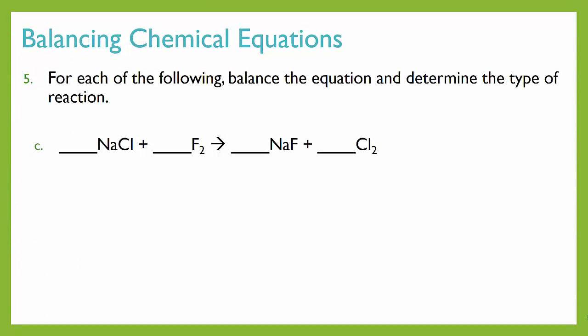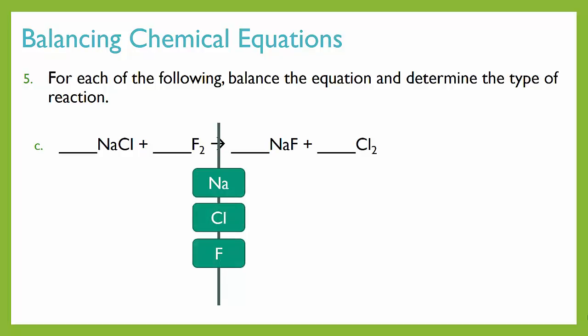And my next one, I have sodium, chlorine, and fluorine. I've got 1 sodium, 1 chlorine, and 2 fluorine on my reactant side, 1 sodium, 2 chlorine, and 1 fluorine on my product side. So I'm going to start by putting a 2 in front of the sodium fluoride. What that will do is give me 2 fluorides, but it also changes my sodium. So then I can go back onto my reactant side and put a 2 in front of the sodium chloride, and that gives me 2 and 2 sodium and chloride.